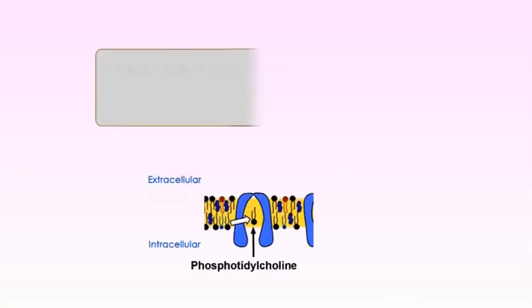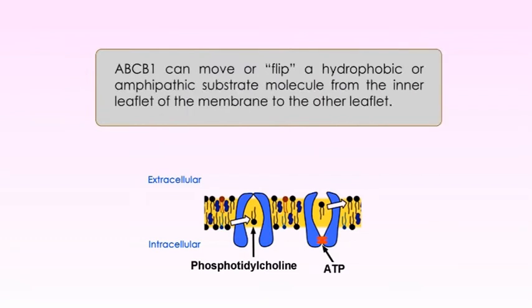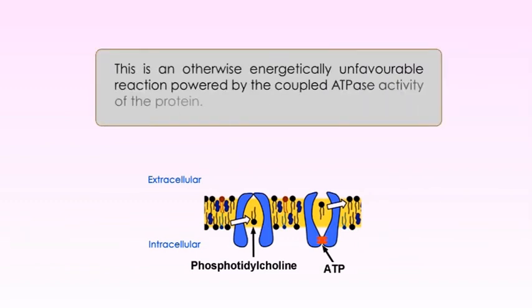Now let's study the flippase activity of ABCB1 protein. ABCB1 can move or flip a hydrophobic or amphipathic substrate molecule from the inner leaflet of the membrane to the outer leaflet. This is an otherwise energetically unfavorable reaction powered by the coupled ATPase activity of the protein.